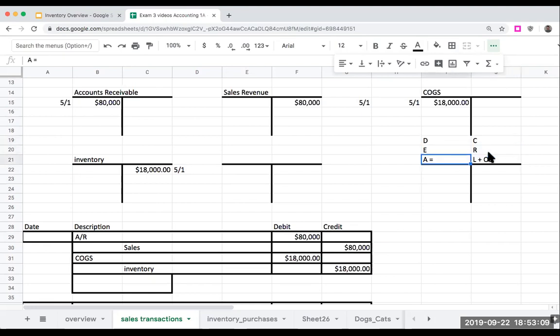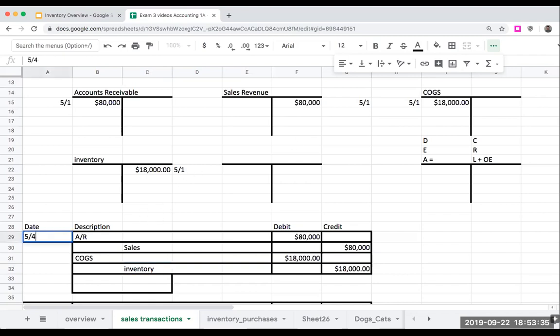DCER, okay? I record revenues with a credit. I'm increasing my assets because this company owes me $80,000. I increase that with a debit. I am decreasing my inventory because when I sell inventory, inventory is leaving me. So I have to credit the inventory, right? And over here, I'm debiting cost of goods sold, which is a selling expense.